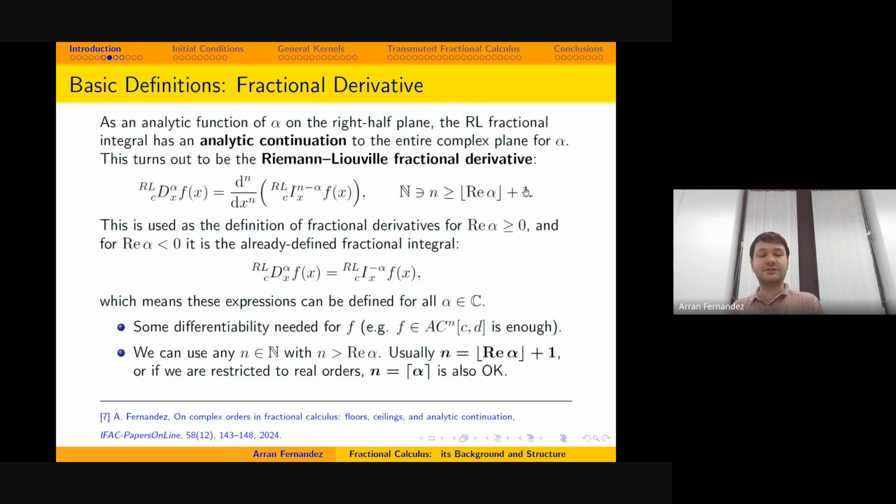If alpha is restricted to be real, then we can also choose n to be the ceiling of alpha. But if alpha is complex, then the ceiling of the real part of alpha will not be good enough. For more details about the analytic continuation and about how to define n in terms of alpha, I refer to this recent conference paper of mine.